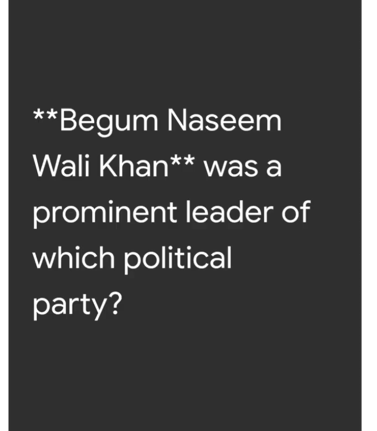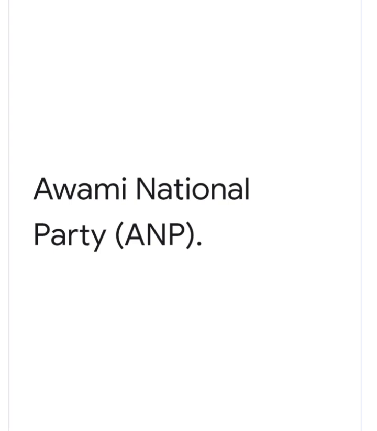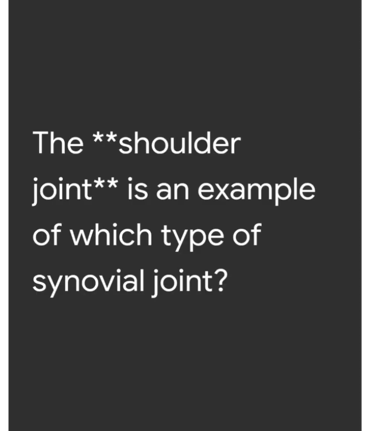Next question. Begum Naseem Ali Khan was a prominent leader of which political party? Its answer is Awami National Party. Next question. The shoulder joint is an example of which type of synovial joint? Its answer is ball and socket joint.